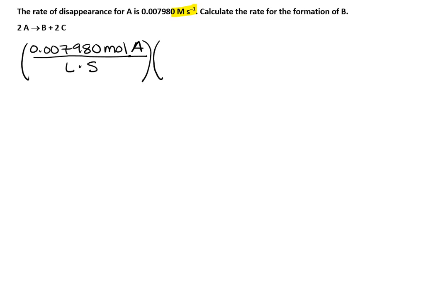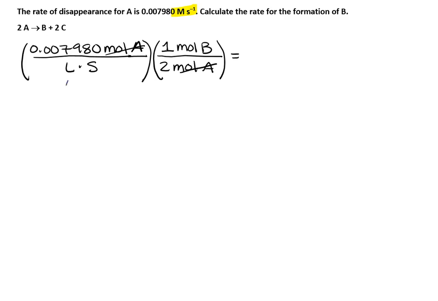And then we write the stoichiometry, which is the relationship between the balancing coefficients. So we have 2 moles of A, so that will go in the denominator. So that way the moles of A will cancel, compared to 1 mole of B, which goes in the numerator. So we can cancel moles of A, and then what we're left with is moles of B per liter second, which is a rate, which are units of rate.